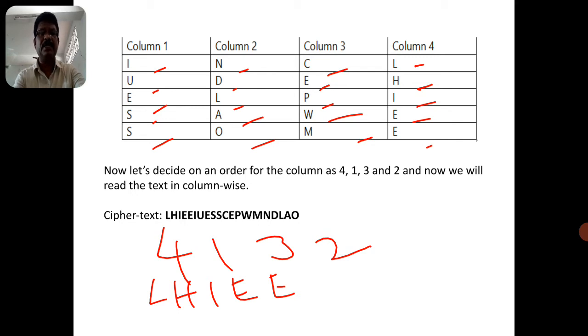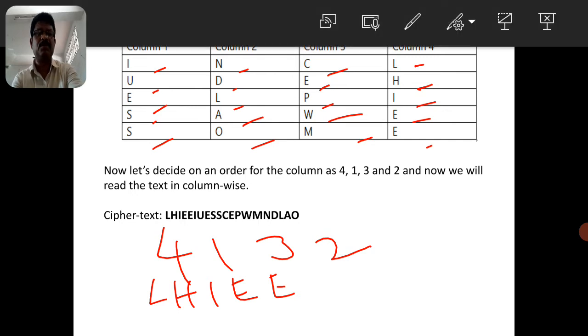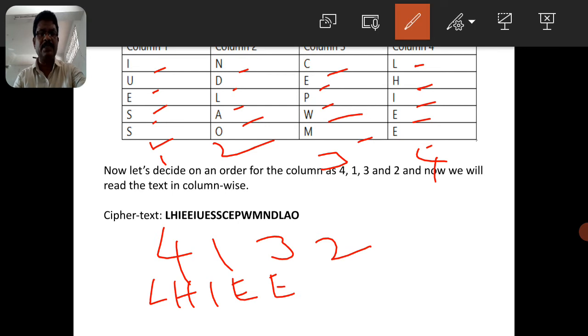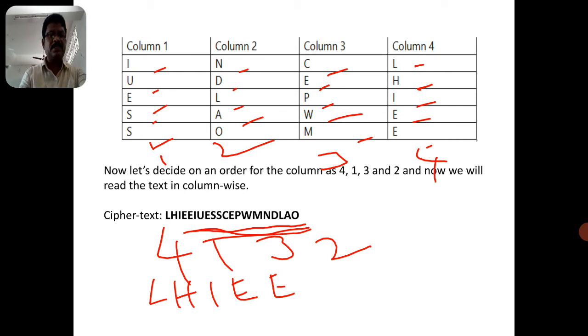So now I arrange the given plaintext into this column order. Now I have to take one more permutation. What is this permutation? 1, 2, 3, 4. This is the actual order. Now I can prepare the permutation 4132. The first column data is LHIEE. Write that first. Here you can observe the exact output of this particular ciphertext. Now the ciphertext can be prepared.